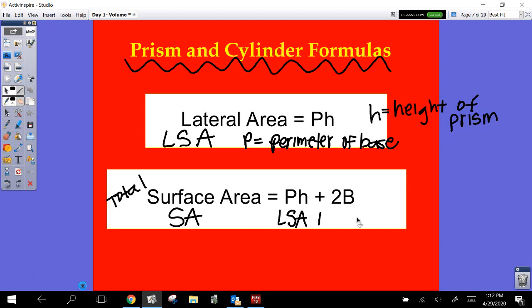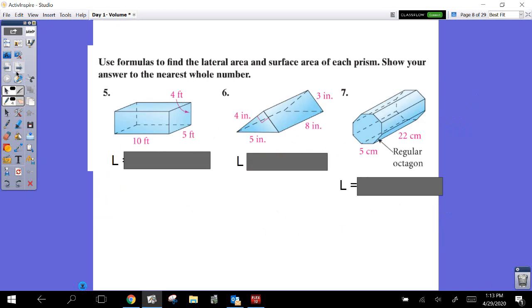So big B stands for area of your base. Are we confused yet? Hopefully not. I'm going to do some examples to hopefully help us out. So total surface area is taking your lateral surface area and then adding the two bases. But you have to do the area of those bases. So we're going to do 3 examples.